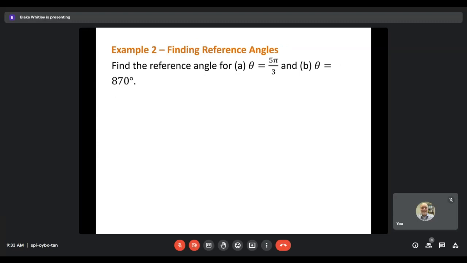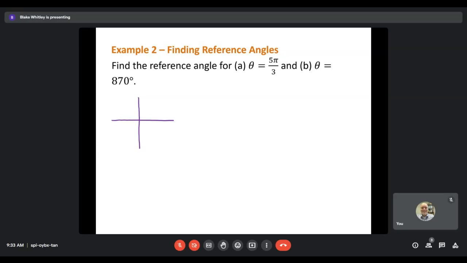All right, so example 2, we just want to find a reference angle for each of these theta values. So the first one we're given is 5 pi over 3. So first thing I want to do is think about where is 5 pi over 3 located. Now, there's a couple of different ways we can do this. We could convert this into degrees, because in a lot of cases that's easier to think about, especially for right now in terms of where these angles are located.